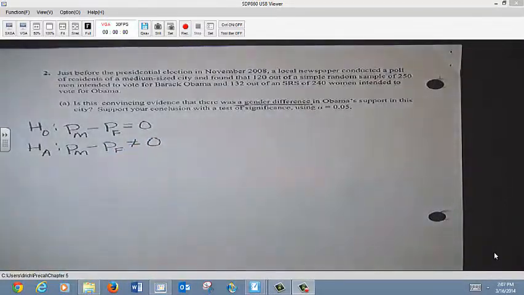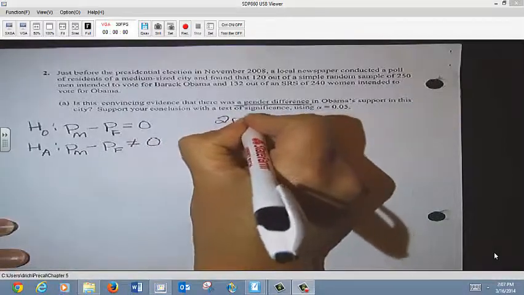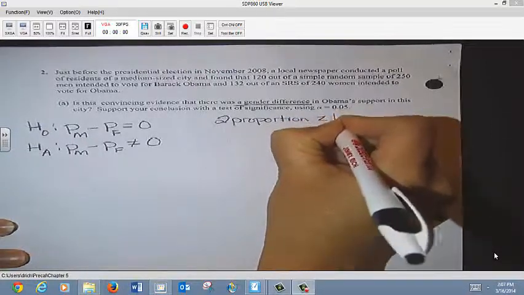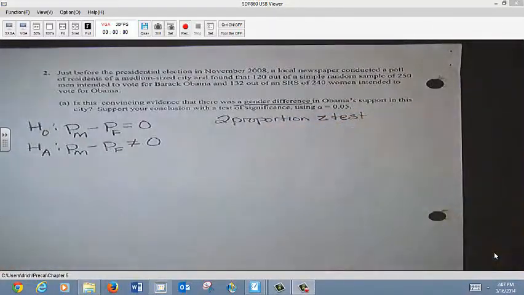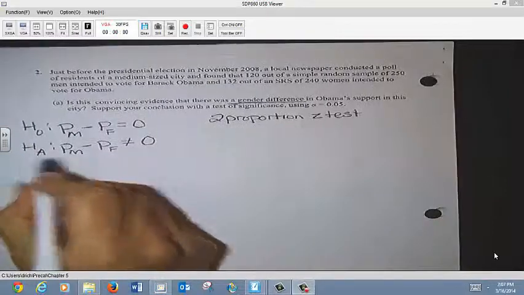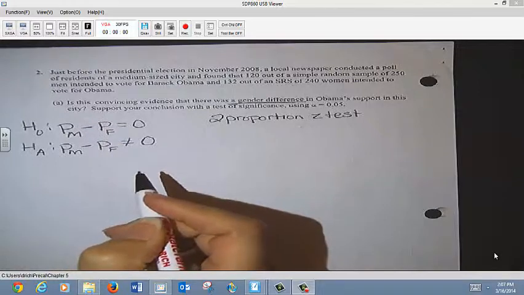So this is 2 samples. This is a sampling test for proportions. So we would name this a 2 proportion z-test, or some people call it a 2 sample z-test for proportions. Okay, so let's check our conditions. Here we might want to define the p_M and the p_F to be the proportion of male and the proportion of female. Our first condition, random.